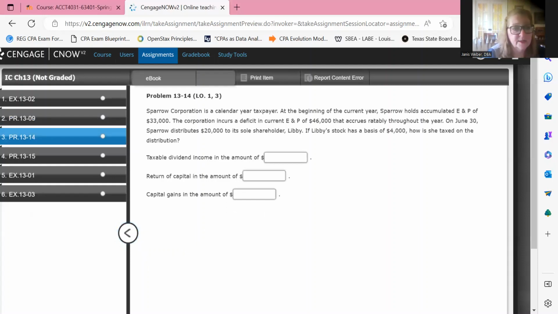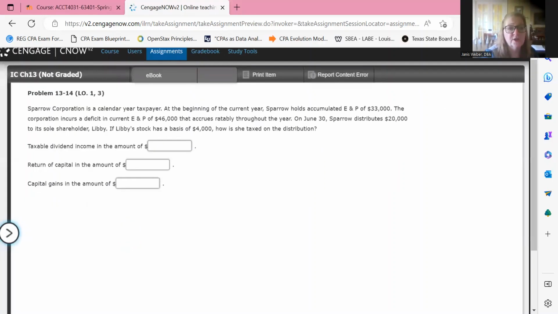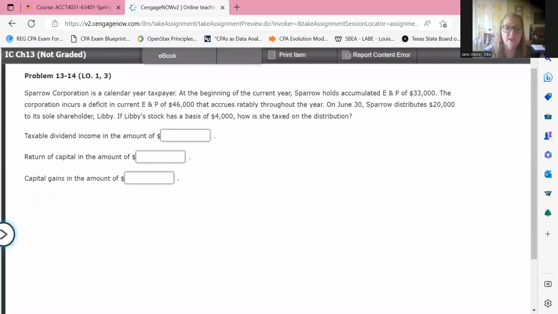Okay, so this one is problem 1314. And this one, let's go ahead and get a little bigger. Sparrow Corporation, a calendar year taxpayer. At the beginning of the current year, Sparrow holds accumulated E&P of 33. The corporation incurs a deficit in the current year of 46,000 that accrues ratably throughout the year. On June 30th, Sparrow distributes $20,000 to its sole shareholder, Libby. If Libby's stock basis is $4,000, how is she taxed on the distribution? They want to know what's the taxable dividend, what's the return of capital, and what's the capital gain.